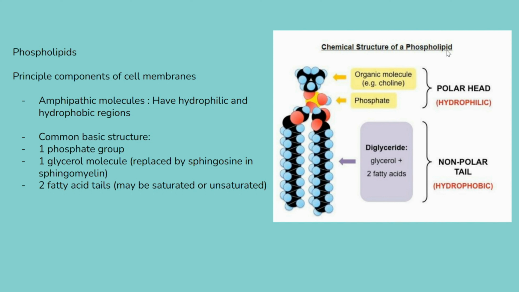The common basic structure of phospholipids is one phosphate group, one glycerol molecule, and two fatty acid tails, and this structure can be seen on the right hand side of the screen where it's drawn. Now it's important to know how to draw a phospholipid because it has come out in previous and past year exam papers as essay questions or structured questions where they've asked you to draw the phospholipid bilayer or the structure of phospholipids. So do take note and do memorize this drawing and understand what it's trying to say as well.